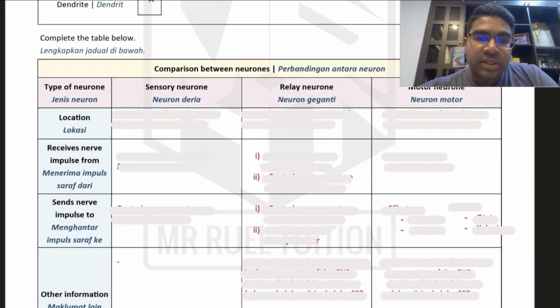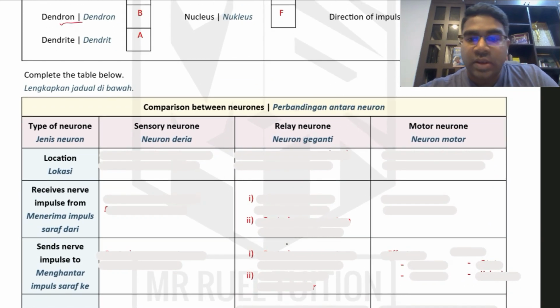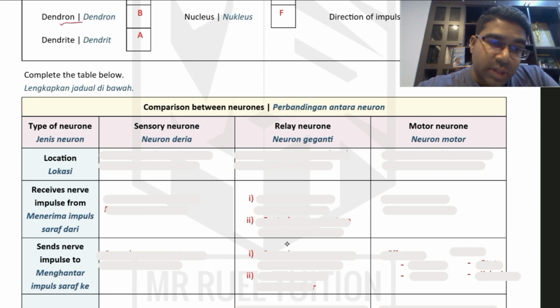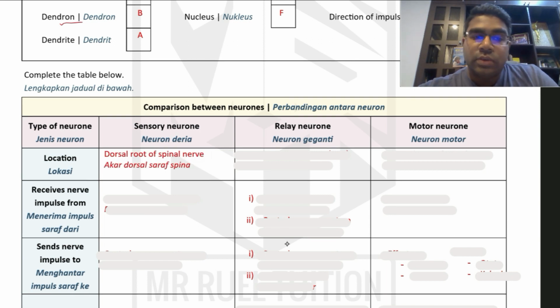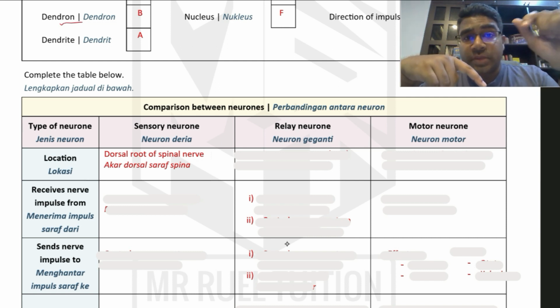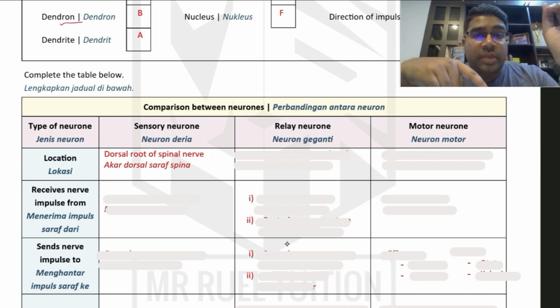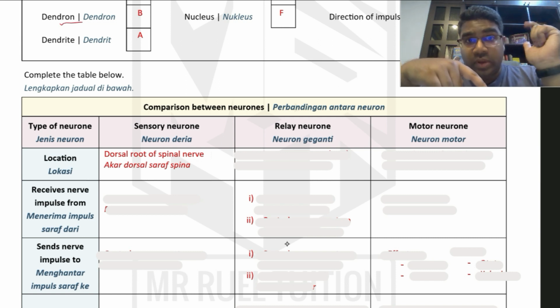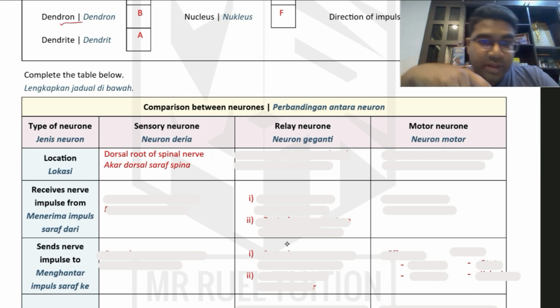Mari kita tengok, mari kita bandingkan dia. Let's compare between that. So what's the location? Apakah lokasi bagi neuron deria? Neuron deria ini sebenarnya terletak, it is located in the dorsal root of the spinal nerve. Akar dorsal saraf spinal. Sekali lagi, kalau tak pasti apakah itu akar dorsal, if you're not sure what's dorsal root, then you can look at my previous video, 12.2. Okay, 12.2. Boleh pergi tengok balik.